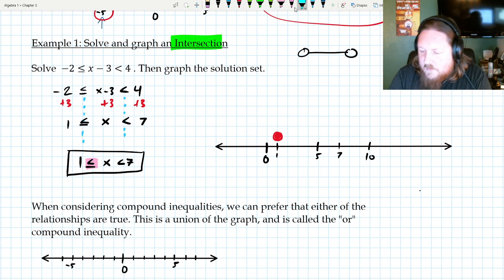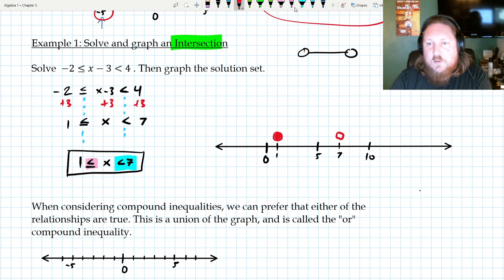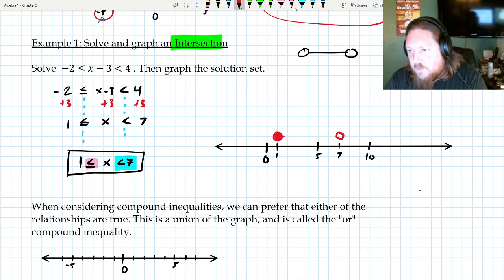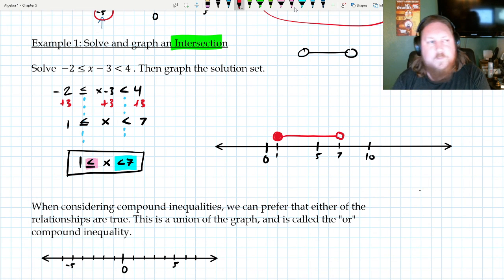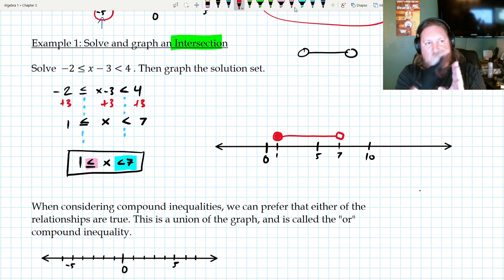On the right hand side I have a less than 7. So I'm going to put a dot at 7, but an open dot because it doesn't have an or equal to, and I want all the values in between. So that's how I would graph this compound inequality. But solving it was just the same as doing the normal steps. You just have to watch out to make sure you're hitting all 3 of the spots, the left side, the right side, and the middle.